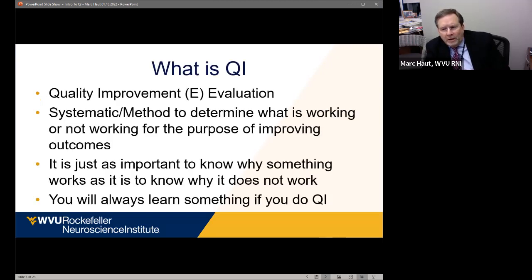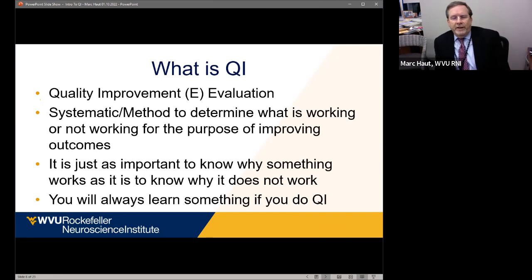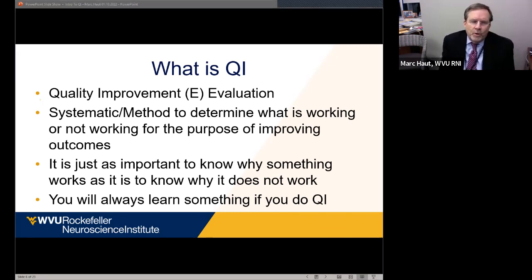So whenever anybody gives me a phrase or a word and asks me to say what it is, I get really, really concrete when I go for a definition or an explanation. There are two words in quality improvement. One is quality and the other is improvement. If you're very concrete, that means you want to figure out how to improve quality. And whatever it is that you're in the business of doing is the quality that you want to improve.